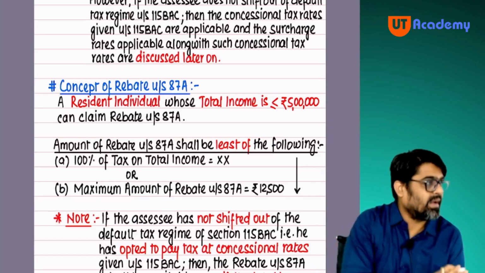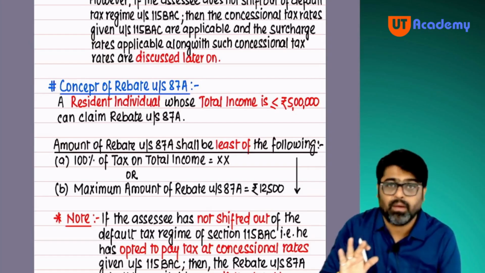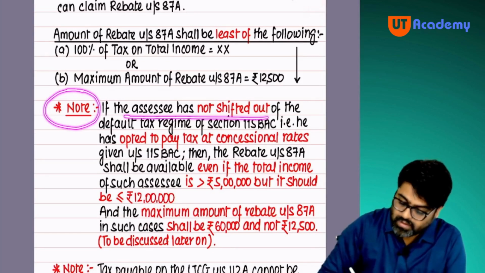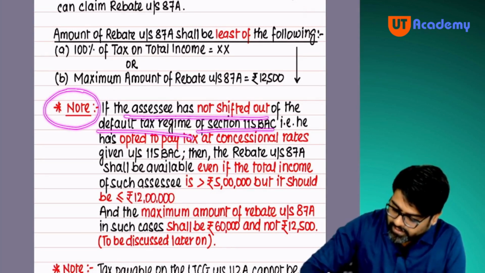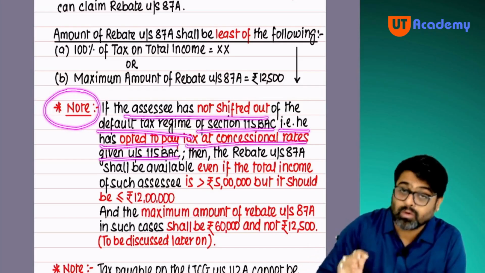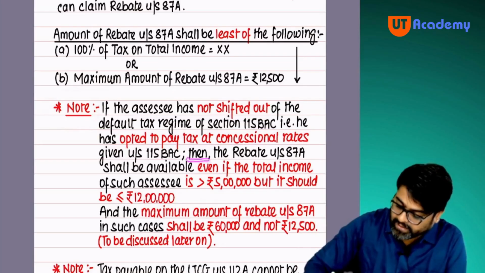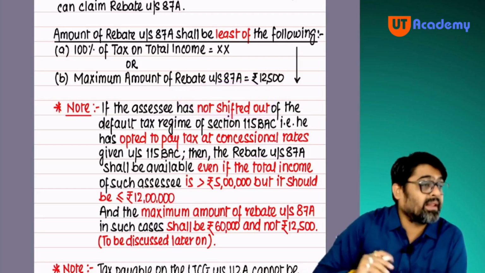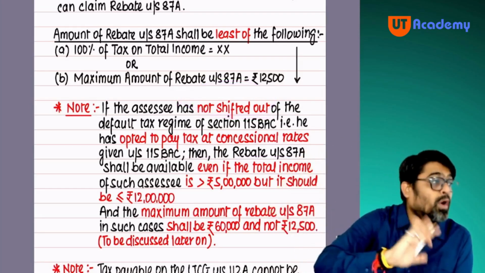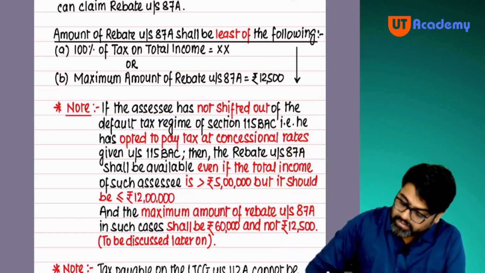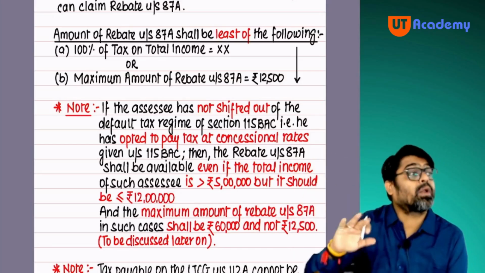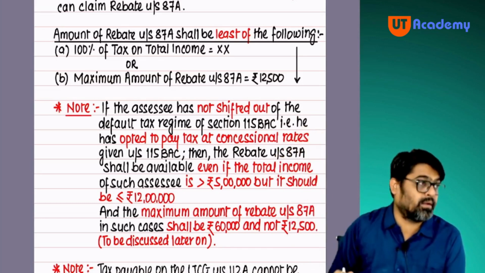So this rebate and everything we are going to discuss is if we are following 115BAC. Got it, sir? So please pay attention. Note, if the assessee has opted to pay tax at concessional tax rate, then rebate under 87A has not shifted out, meaning that he is following 115BAC. He is not shifting out. Then the rebate amount will be a higher amount and you are going to get rebate even if your total income is more than 5 lakhs.